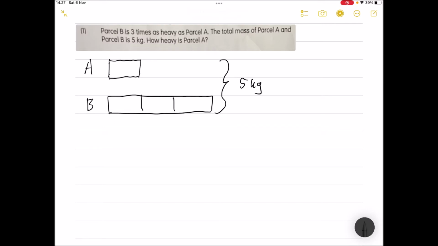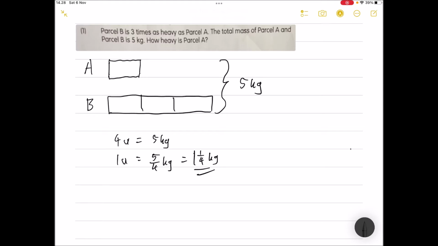Even though we are talking about fractions, it seems like a normal word problem here. We understand that 5 kilograms is equal to 4 units. So 4 units equals 5 kilograms. So 1 unit will be 5 over 4 kilograms, or we can simplify it into 1 and 1 quarter kilograms. And that's the answer for the first question.